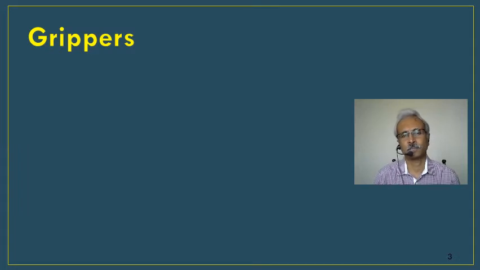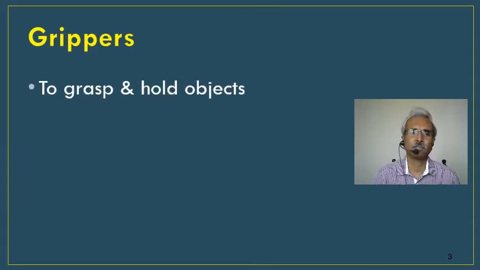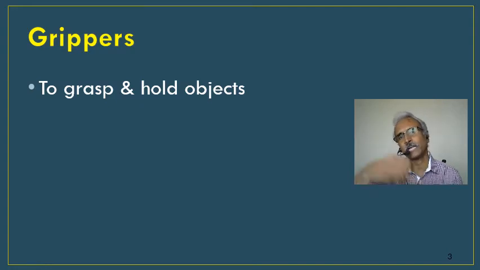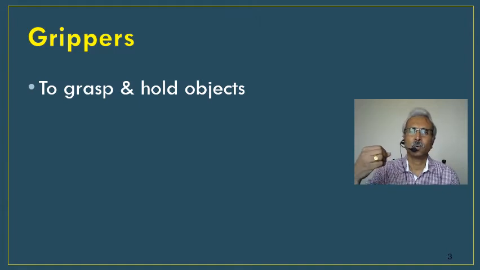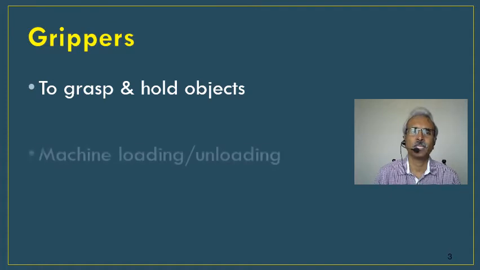So grippers, what are they intended for? The grippers are intended to grasp and hold objects. You need to grasp and then hold it firmly, because it's not like simply holding it; you have to hold and then make movements. So you are not supposed to drop it. The robot is not supposed to drop it. So the main purpose of a gripper is to grasp and then hold objects.